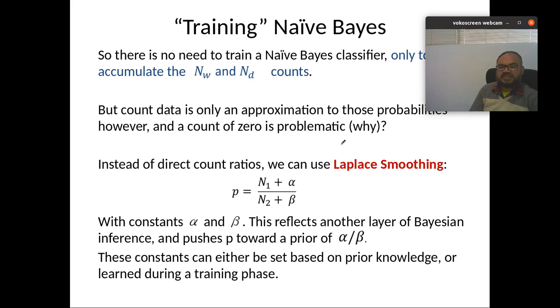Another problem with the counts is that there could be a count of zero as well. For example, the number of samples belonging to a certain class could be zero, or the number of samples belonging to a certain class having certain features could be zero. In that case, we can have a probability which is a number divided by zero, which is undefined. So for that we can use Laplace smoothing, which means that we add a certain alpha and beta to both the numerator and denominator, so that even if n1 or n2 are zeros, we would still get a non-zero number. This alpha and beta are small constants, and this basically adds another layer of Bayesian inference and pushes this p towards alpha divided by beta. These constants can be set based on prior knowledge, or they can be learned during the training phase.